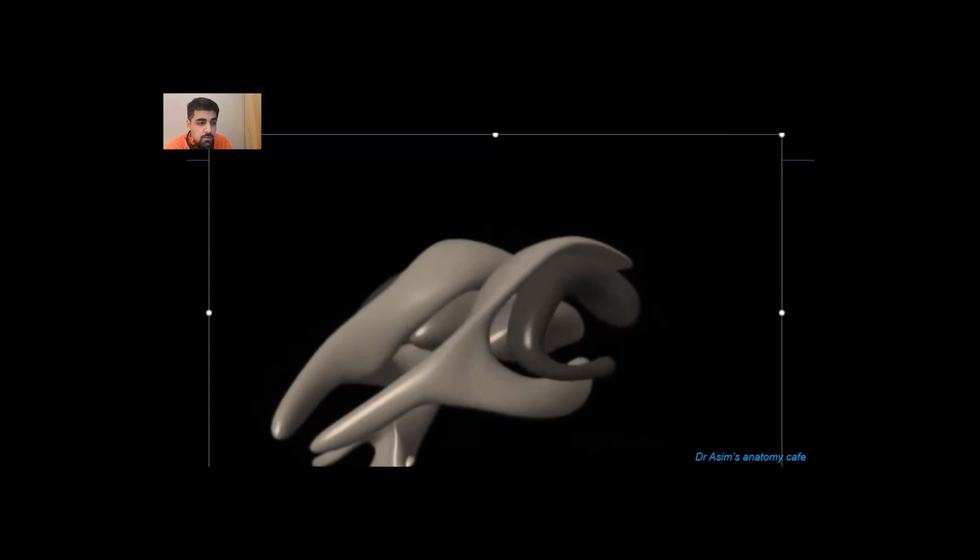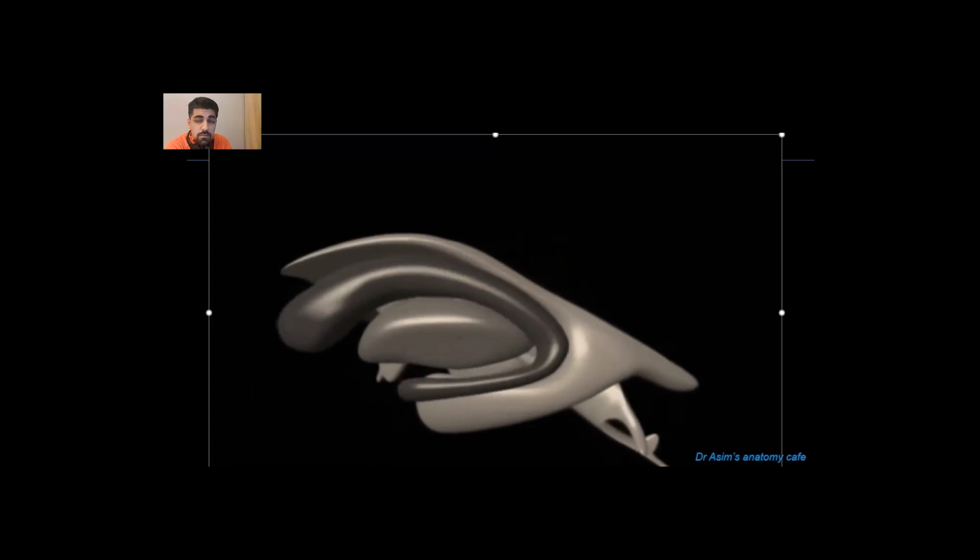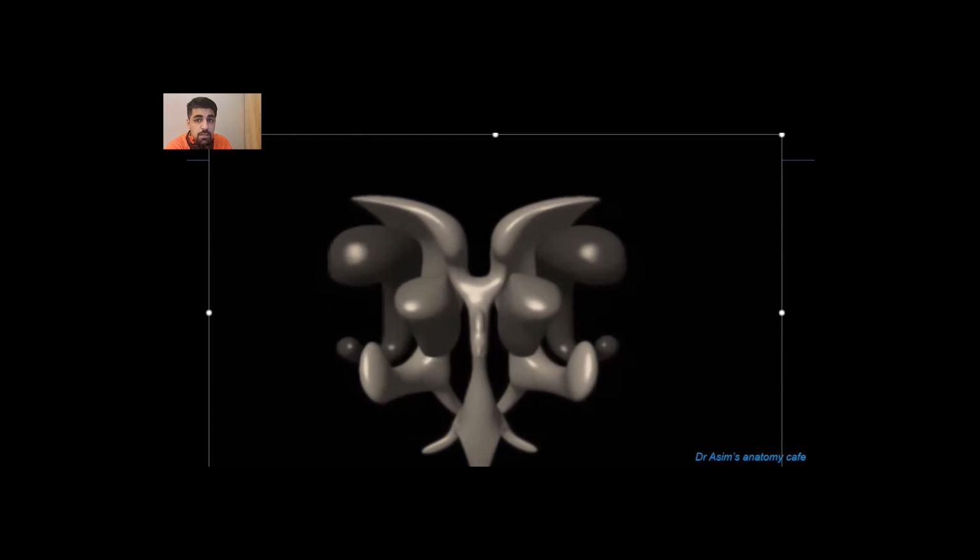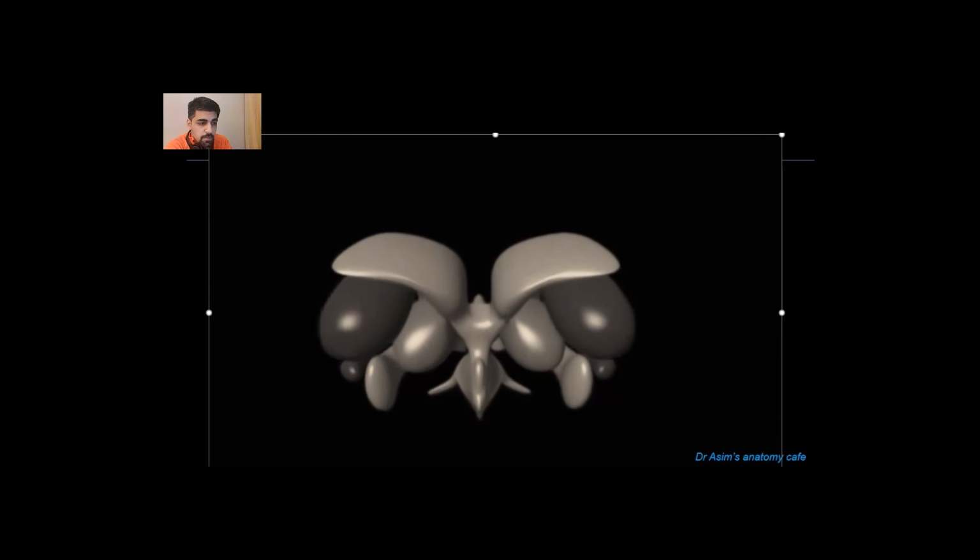So you can see the 3D orientation of the caudate nucleus, which is fitting into the large C of the lateral ventricle. Right, so now our next job is to find out how the internal capsule and the corona radiata are related to the basal nuclei.